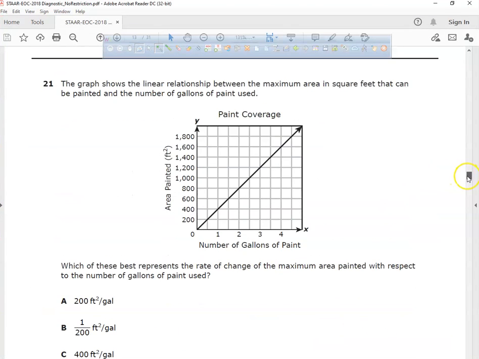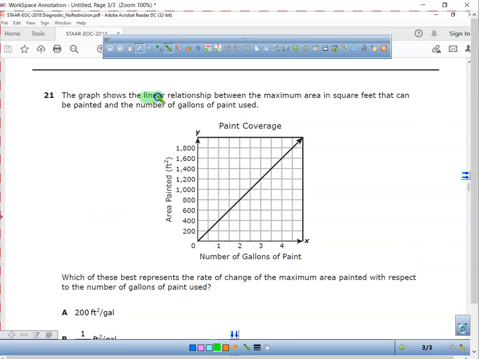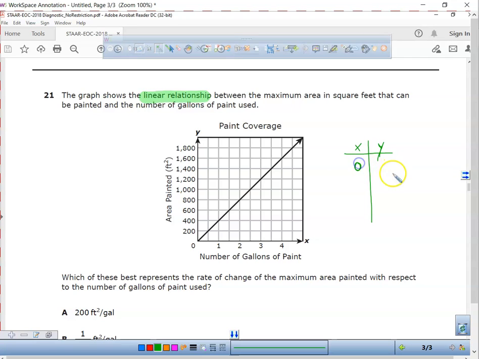Hopefully that made sense. All right, so right now it says the graph below shows a linear relationship. So please highlight linear. Between the maximum area in square feet that can be painted and the number of gallons of paint. All right, so we're just going to make a little table here. When you go to Lowe's or Home Depot or wherever you go to buy paint, if you buy 0 gallons of paint, how much area can you paint?